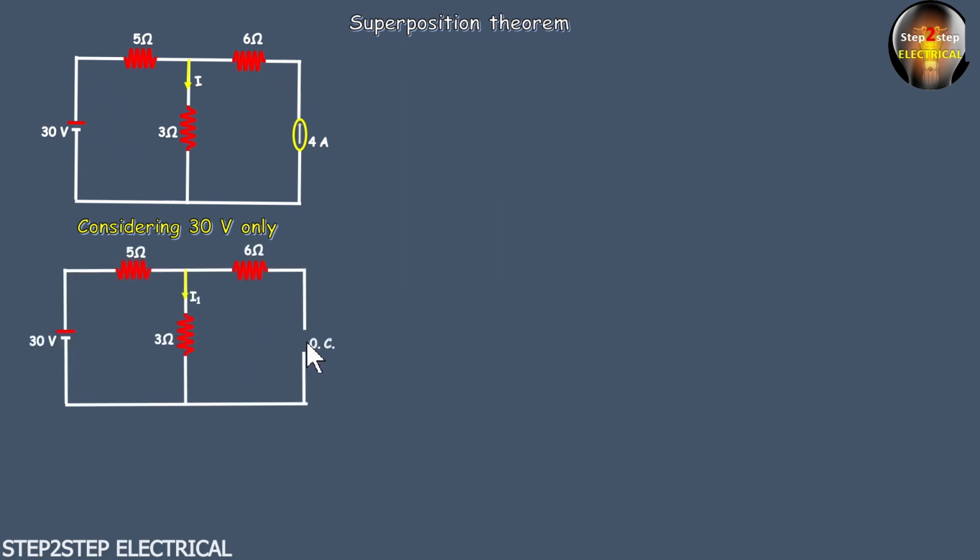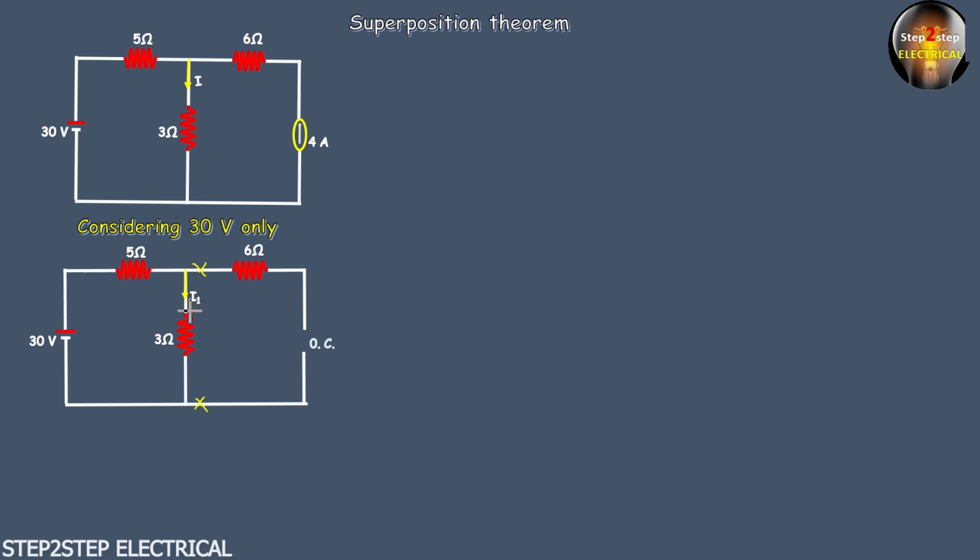And as you know, you can use your common sense here. As this is open circuited, does any current flow through this 6 ohm? No current flows through this 6 ohm. That's why all of these are the useless part. Whatever the total current will be, that is the current through this, I1.